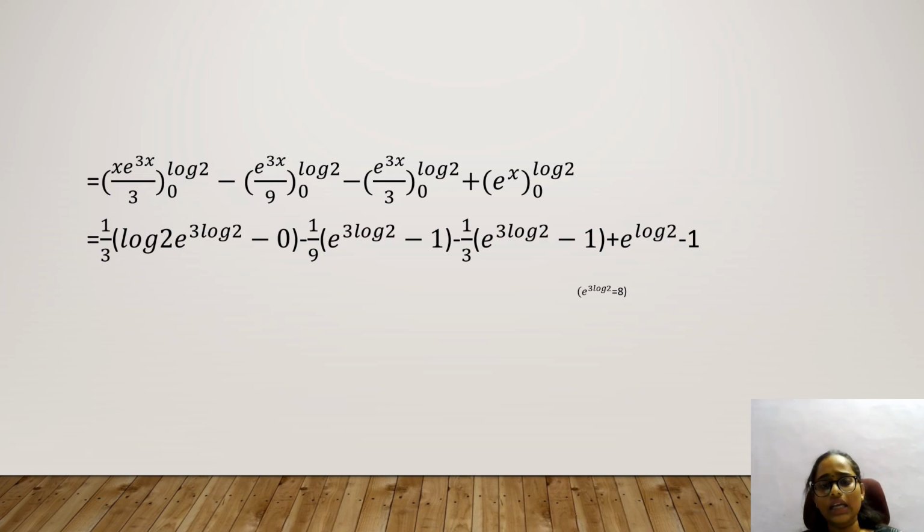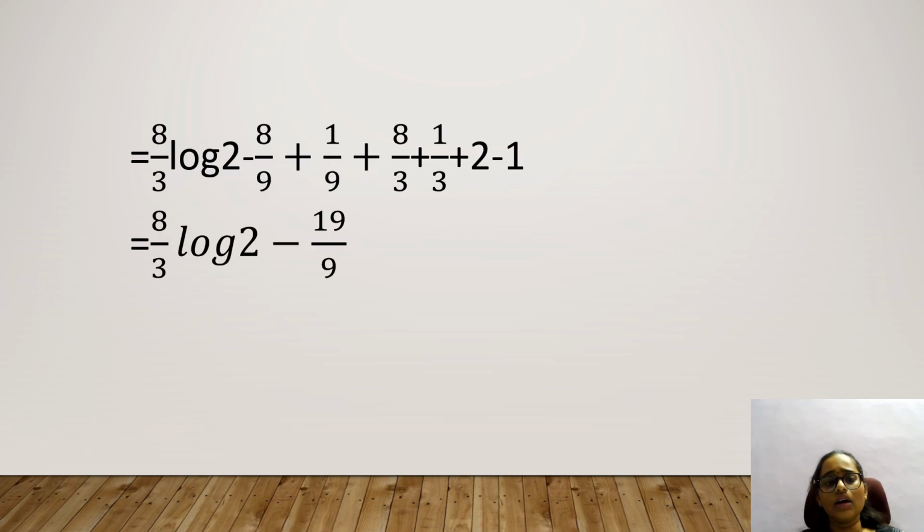And the 1 by 9 is taken outside, and e to the power 3x, with x replaced by log 2, gives e to the power 3 log 2 minus 1, whereas e to the power 0 is written as 1. And the 1 by 3 is taken outside as a common factor, and e to the power x with x as log 2 gives log 2 e to the power log 2 minus 1. e to the power 0 is known as 1, and there will come 8 by 3 log 2.